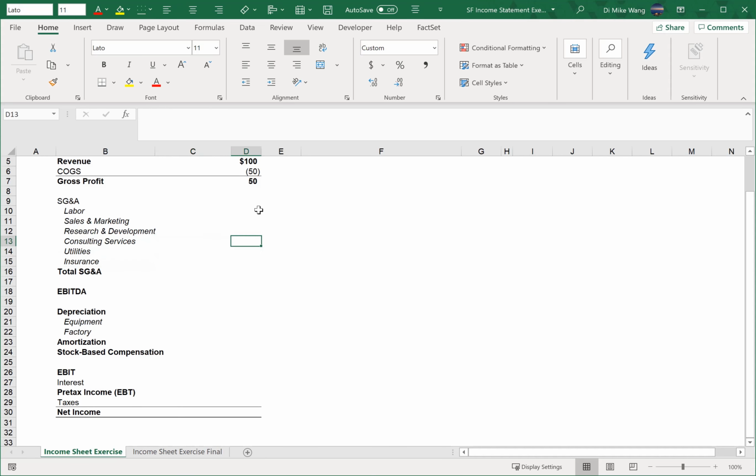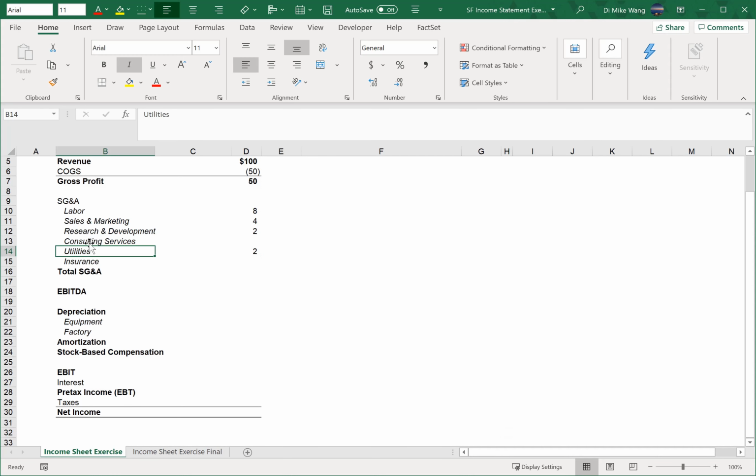Okay, so we'll input $8 for labor, as we've spent cash for this amount, $4 for sales and marketing, $2 on research and development, and that's because we're in the business of making the best scales possible, and $2 on utilities in order to keep the lights and machines on.